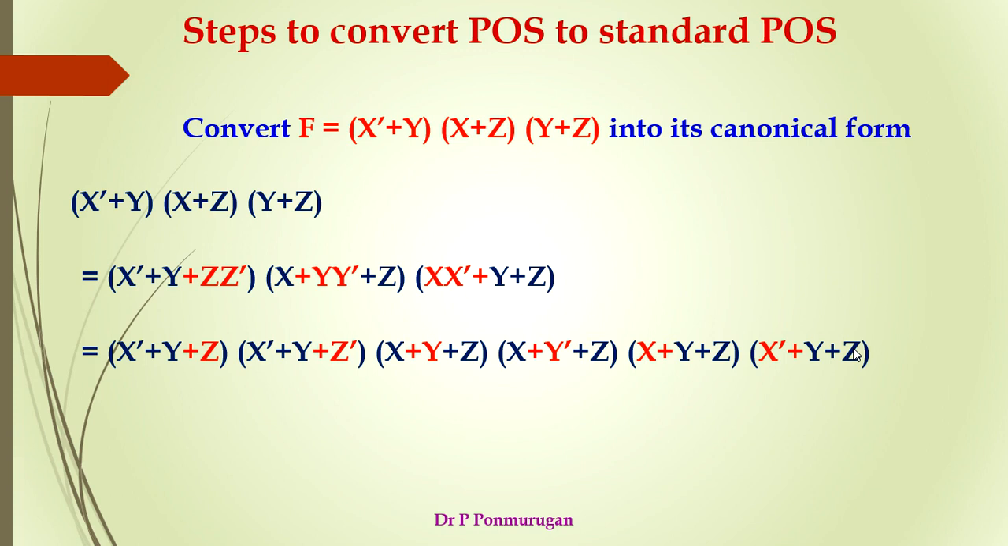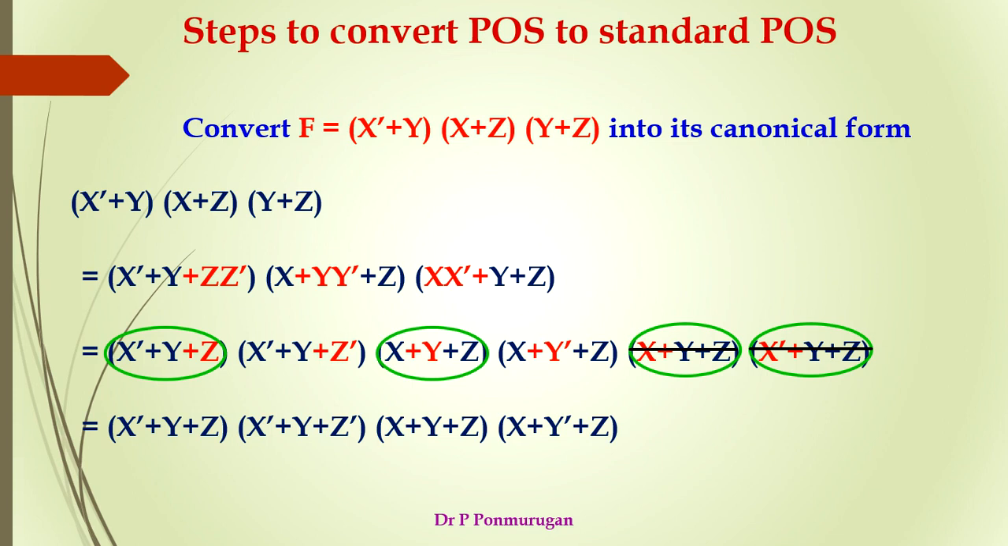Now we need to check for the repeated terms. Here this term and this are the same, so we can delete the repeated one, and again if we check, this and this are the same terms, so we can ignore this. So finally we will have 4 terms. Alright, these 4 terms are said to be the max terms since this is a POS expression. So each of these terms is a max term. We have 4 max terms here.